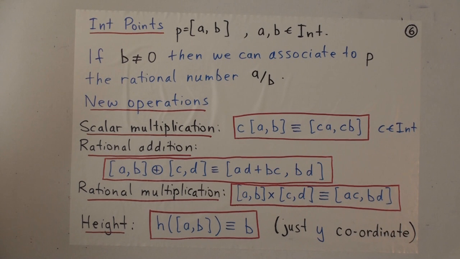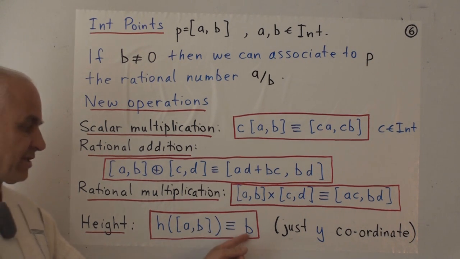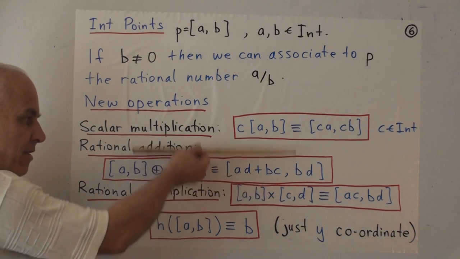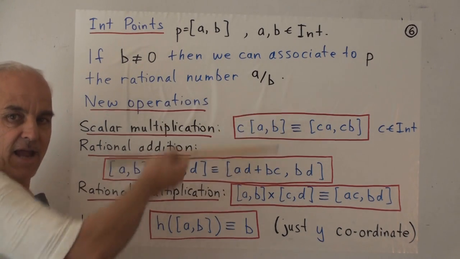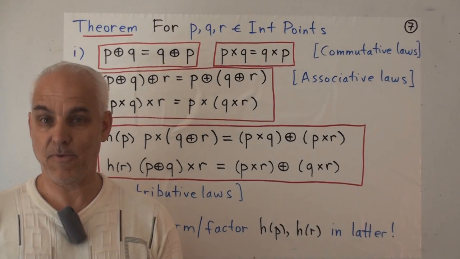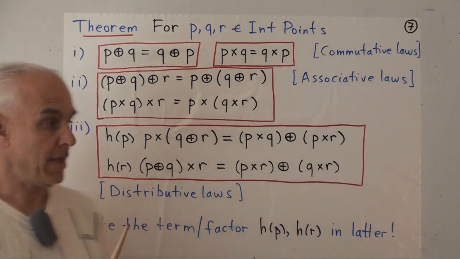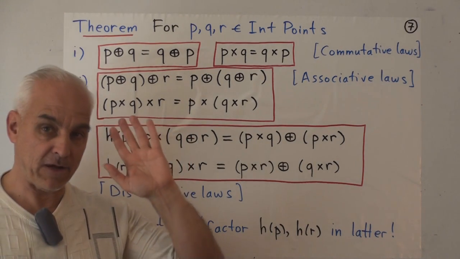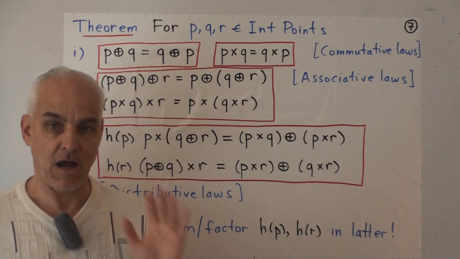And we need one more definition that's going to be important for us. We're going to define the height of an integral point (a, b) to be b. In other words, the height of the point is just the y-coordinate, which geometrically in the plane is how high up above the x-axis it is. So now here is the main theorem of today's lecture. It's the theorem that asserts what are the arithmetical laws satisfied by these operations.